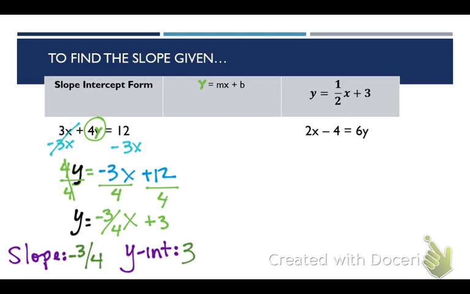No, you shouldn't put the x. So x and y represent all the points that are on this line. The next one, we have 2x minus 4 equals 6y. We want to get y by itself. We already have 6y by itself. So what is the 6 doing to the letter y? It's multiplying. So what is the opposite of multiplying by 6? Dividing by 6. Divide each piece by 6. Reduce if you can. Does 2 over 6 reduce? Yes, 1/3. Minus, does 4 over 6 reduce? Yes, 2/3.